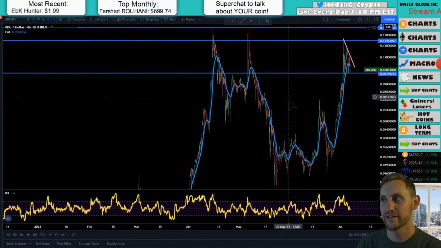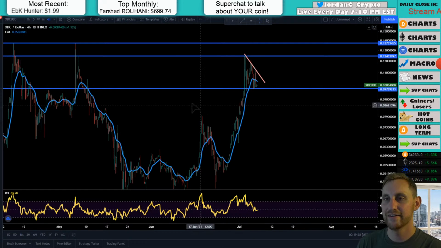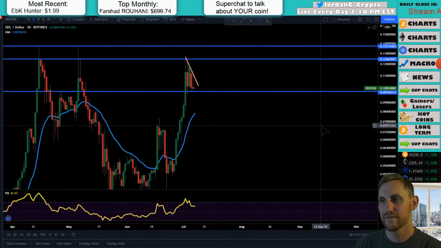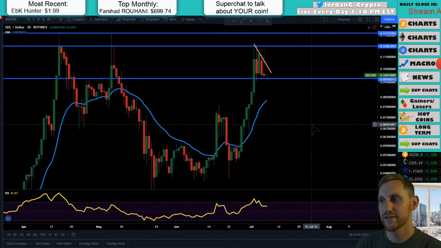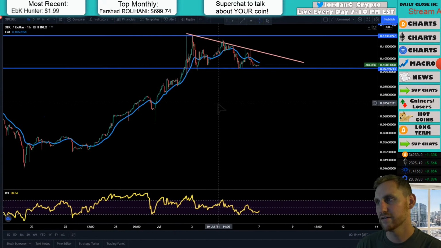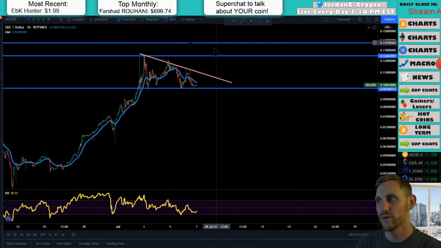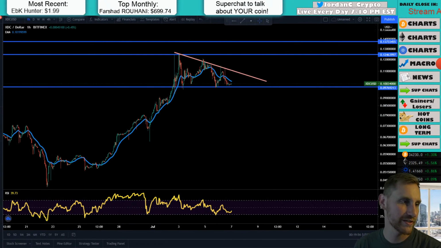XDC has been killing it. It's about to test its highs. It's absolutely insane. So really nice, really nice. The daily probably looks pretty much the same. Daily still looks really good. You just got to break that resistance, and the hourly looks good as well. You just got to break this resistance, man. And then you got 12.4 and 13.7 coming up shortly.